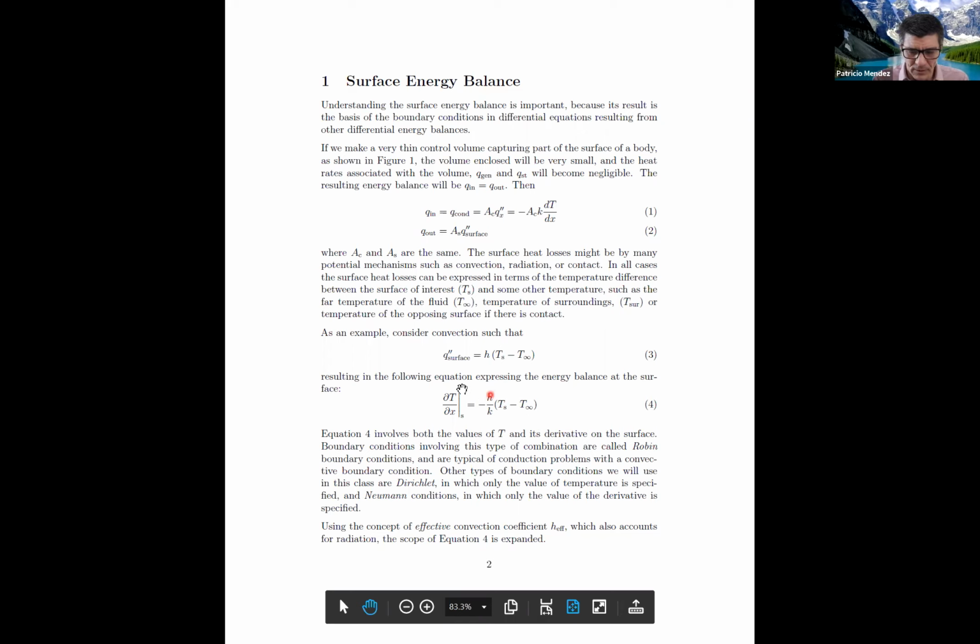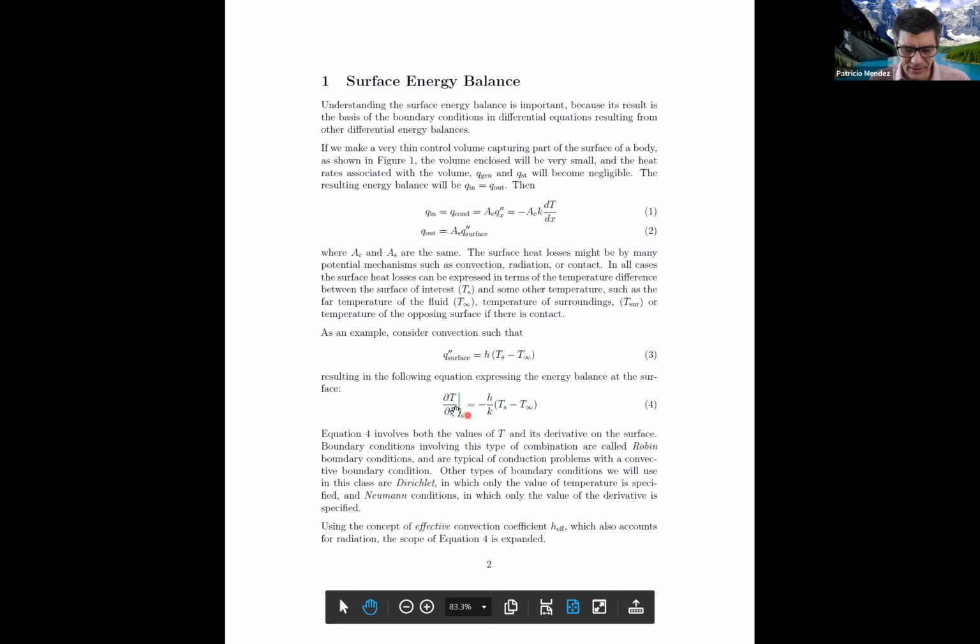So this is a boundary condition because it's the gradient of temperature at the surface equals some coefficient times the difference of temperature between the surface and the fluid. This is a boundary condition. So we're going to see in 5 minutes from now how we generate differential equations. Differential equations need boundary conditions. And this is one of the boundary conditions. This boundary condition is called the Robin boundary condition.